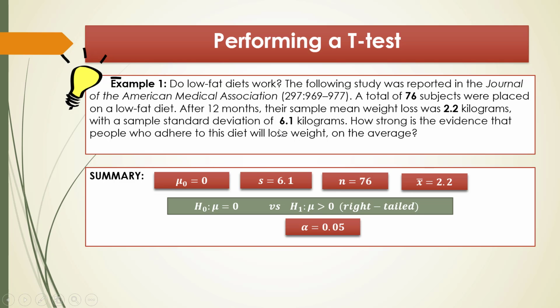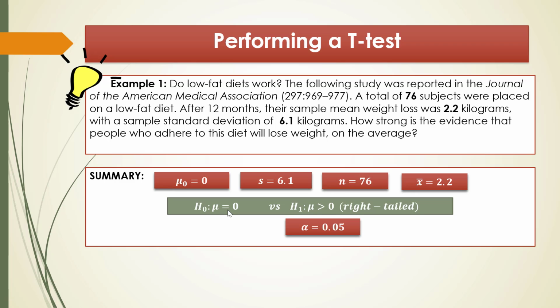If we assume that the null hypothesis is true, mu is equal to 0. Here we have a sample of 76 subjects, and 6.1 is the standard deviation of the sample. 2.2 is the sample mean, the mean of the sample. n is 76, the sample size. So the null hypothesis is mu is equal to 0, and the alternative is mu is greater than 0. This is a right tail test.